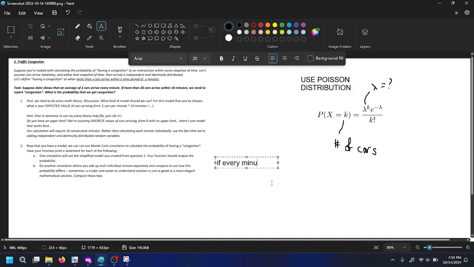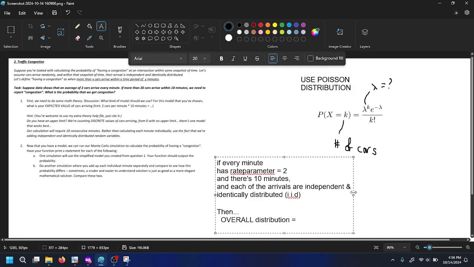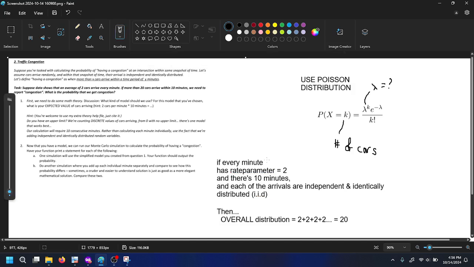If every minute has the rate parameter equal to 2, and there's 10 minutes, and each of the arrivals are independent and identically distributed, which you'll sometimes see written as IID, then we should expect the overall distribution over the 10 minutes to have a rate parameter of 2 plus 2 plus 2 plus 2, and so on, 10 times, or in other words, 20. 20 should be the rate parameter of the overall distribution over the 10 minutes. And so that's a huge hint for how you should solve this problem.